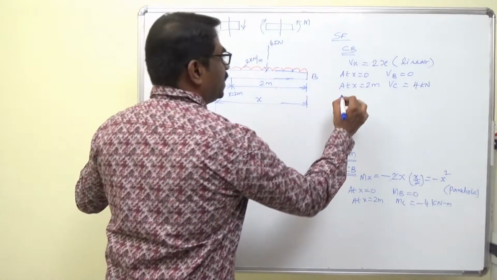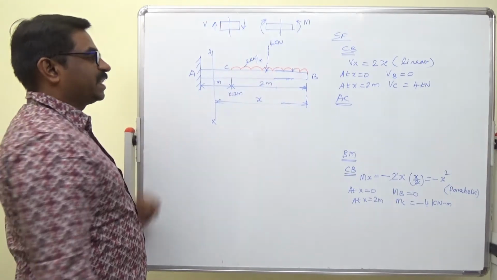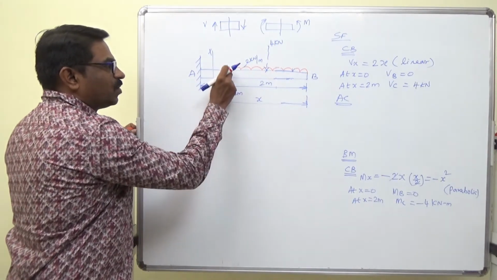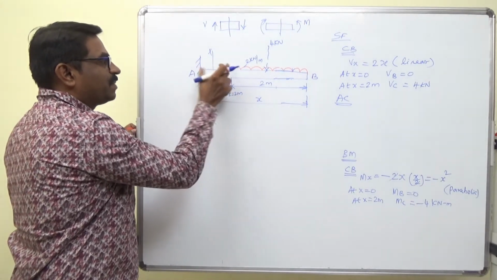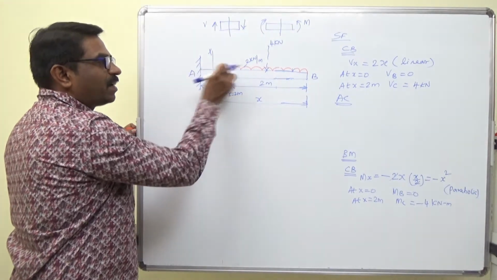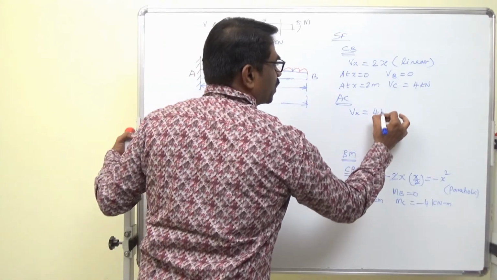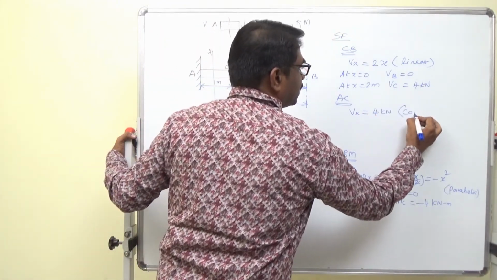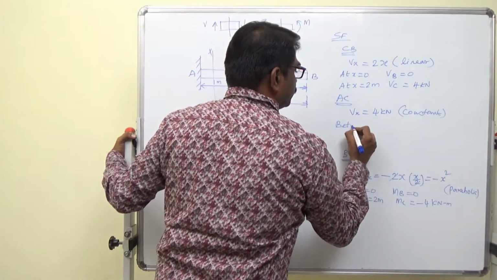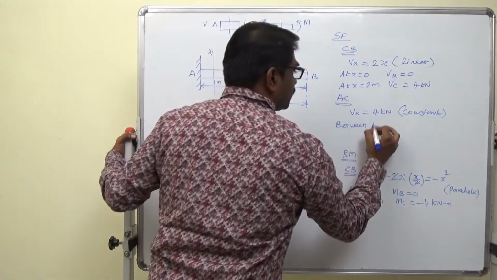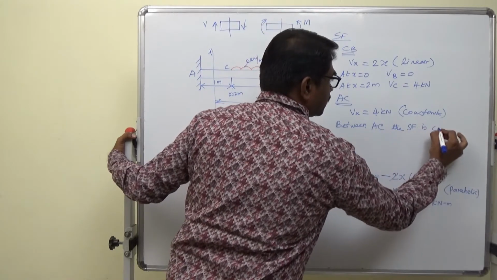Right. Now between AC, shear force, I have only one force, that is 4 kilonewton. In other words, whatever force at C is acting will be acting between AC because there is no other load. So it's going to be constant. So Vx equal to 4 kilonewton, it's a constant. So between AC, shear force is constant.